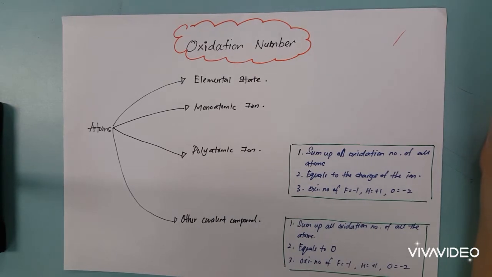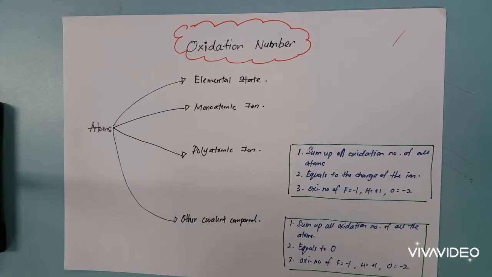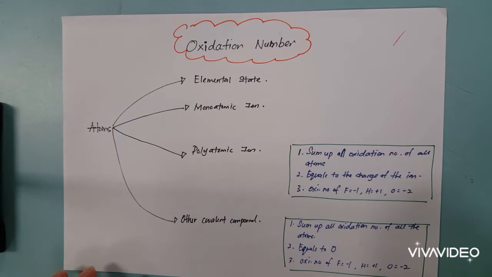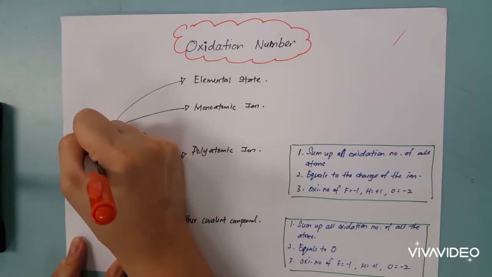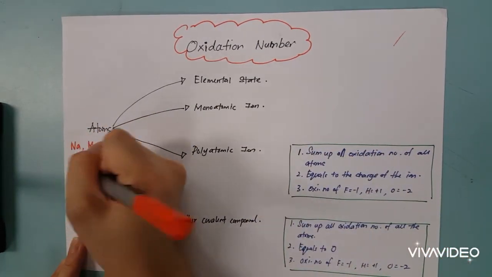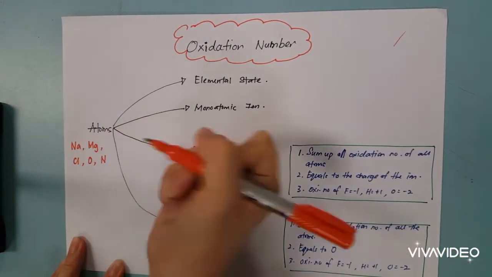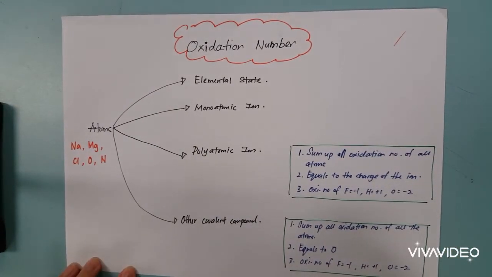form ions and molecules. So now we will do a very quick summary on how to determine the oxidation number of atoms when they appear in a different state. Now, I've picked a few atoms to discuss. We have sodium, magnesium as well, chlorine, oxygen, and nitrogen. And let's see how their oxidation number will change.